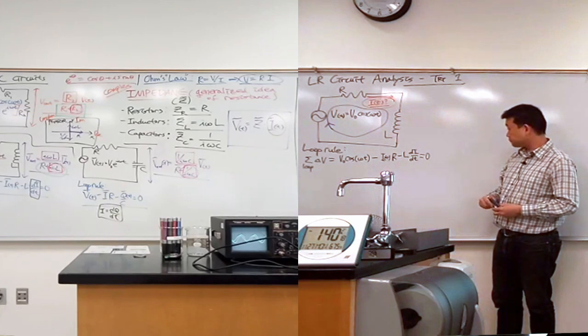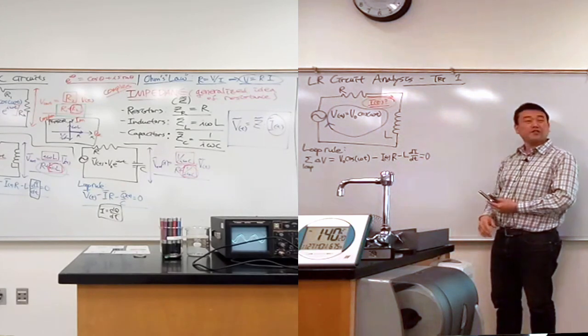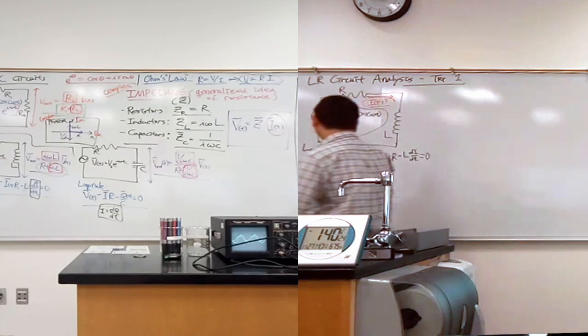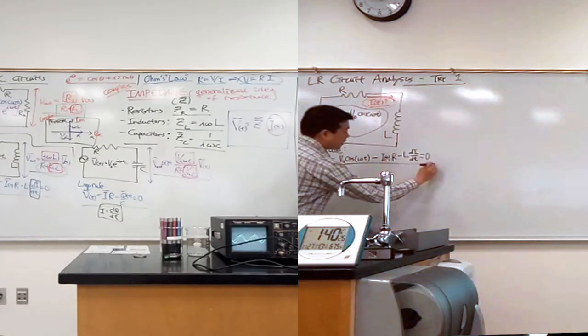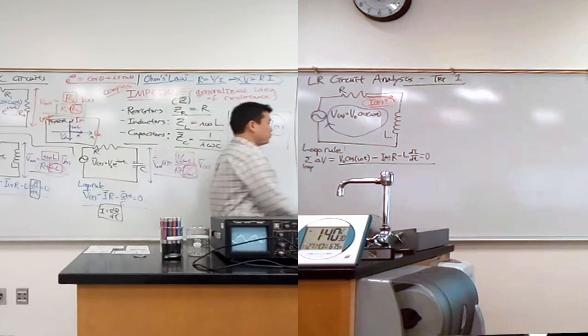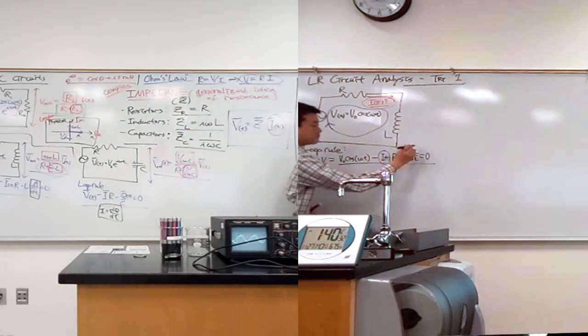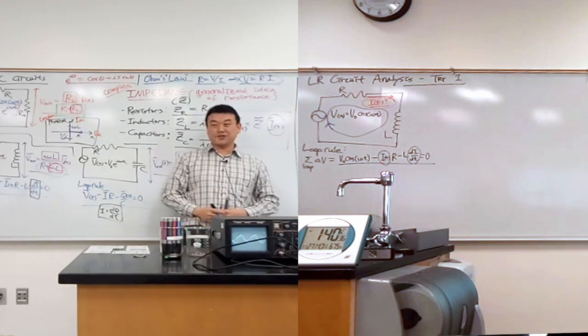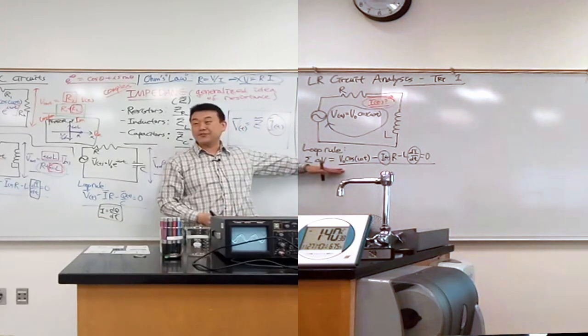So I'm using the LR circuit because it is actually mathematically simpler. Once you write down the loop rule, then you realize, oh, that's all I need. I have one unknown, current, and I have some differential expressions indicating this is a differential equation.